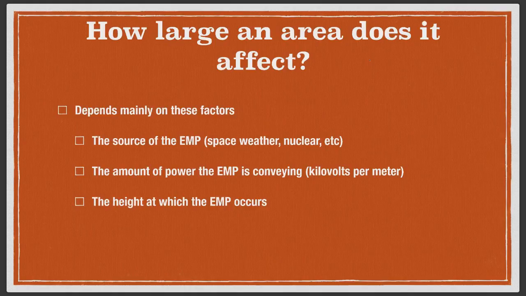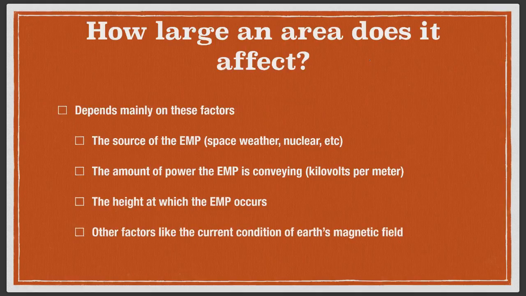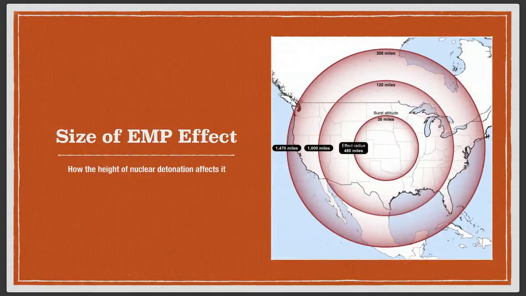So the higher it is, the larger the footprint. And then there's other factors like the current condition of the Earth's magnetic field and almost an infinite number of other variables, but those would be the main ones. Now, as far as the size of the EMP effect, this kind of gives you an idea of what I was referring to earlier. It's pretty much line of sight.